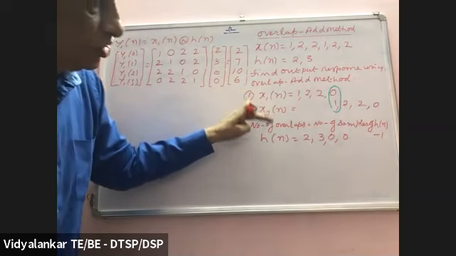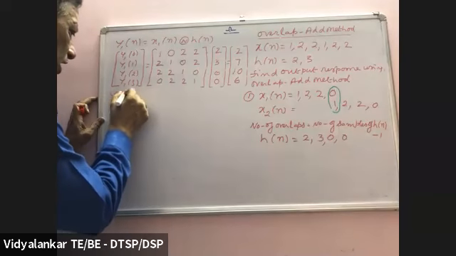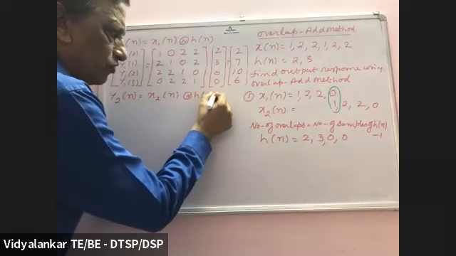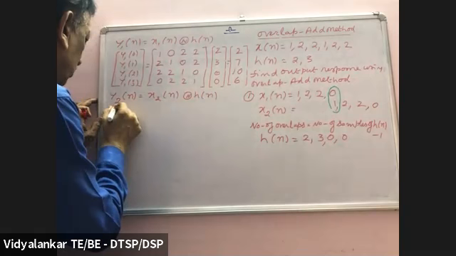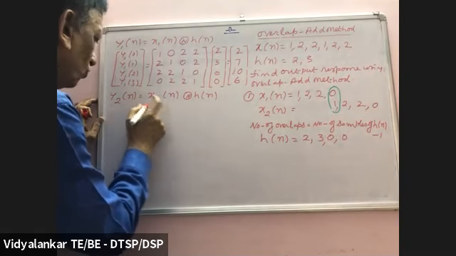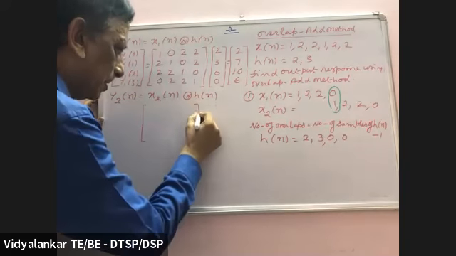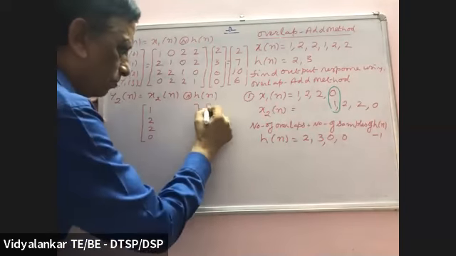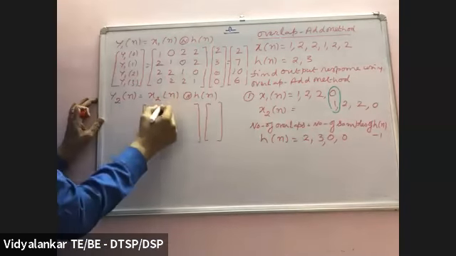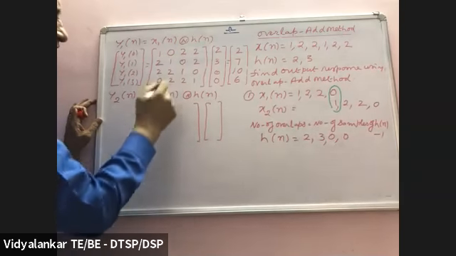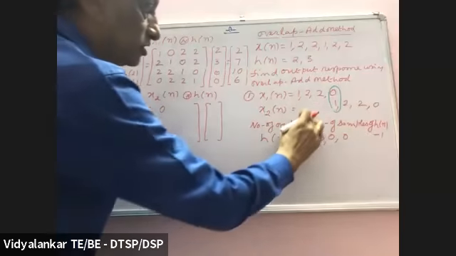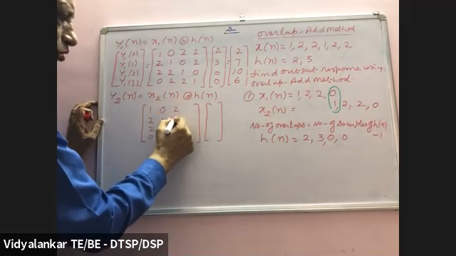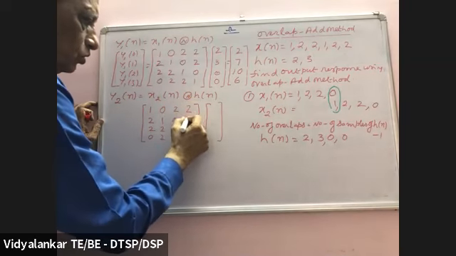Similarly, for the next output, x2n and h of n. The second output y2n is x2n circularly convolved with h of n. So y2 0, y2 1 and so on, these 4 values equal to: what is x2n? 1, 2, 2, 0. First rotation, the same matrix will come. Then 0, 1, 2. Second rotation, 2, 0, 1. Third rotation.